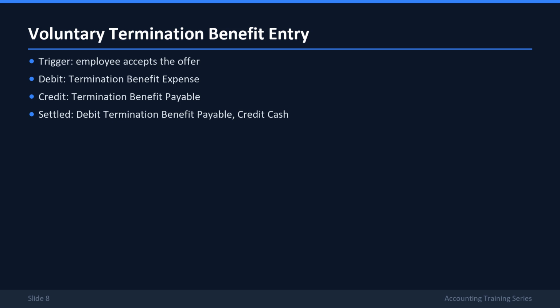For voluntary termination benefits, the recognition trigger is employee acceptance. On the date the employee accepts the offer, record a debit to termination benefit expense and a credit to termination benefit payable for the agreed amount. The liability stays on the balance sheet until the cash payment is made, at which point the entry is a debit to termination benefit payable and a credit to cash. If the exact amount is not yet known at acceptance, accrue the best estimate and adjust in the period the final amount is determined.